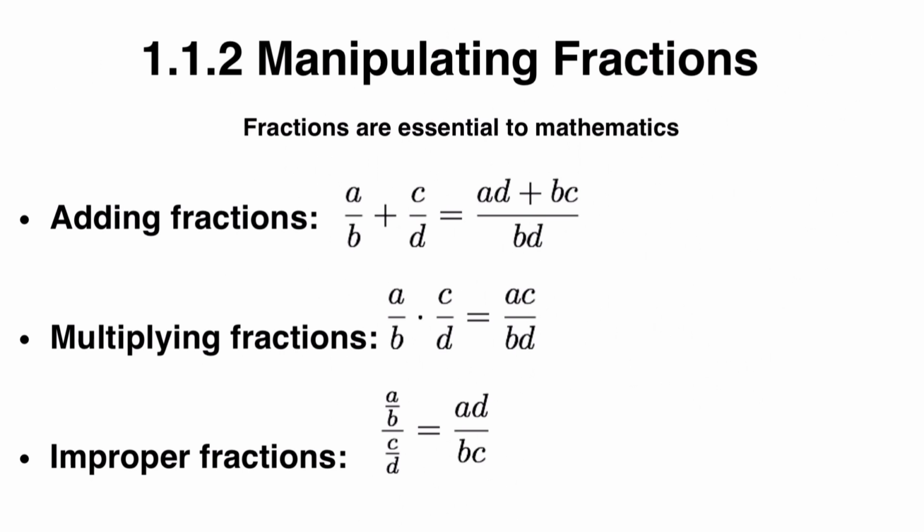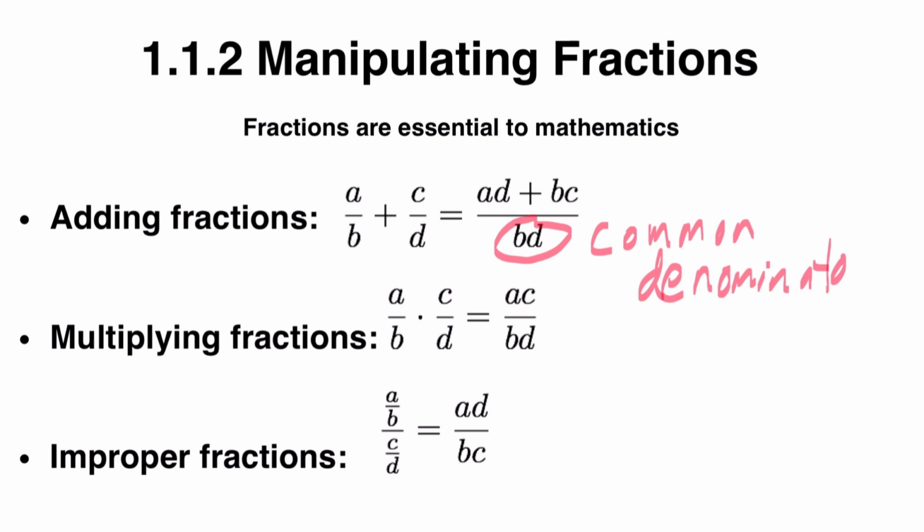So if I have a divided by b plus c divided by d, I need to compute b times d. And this is what's called a common denominator. If you can remember to do this for fractions, you'll be in good shape.